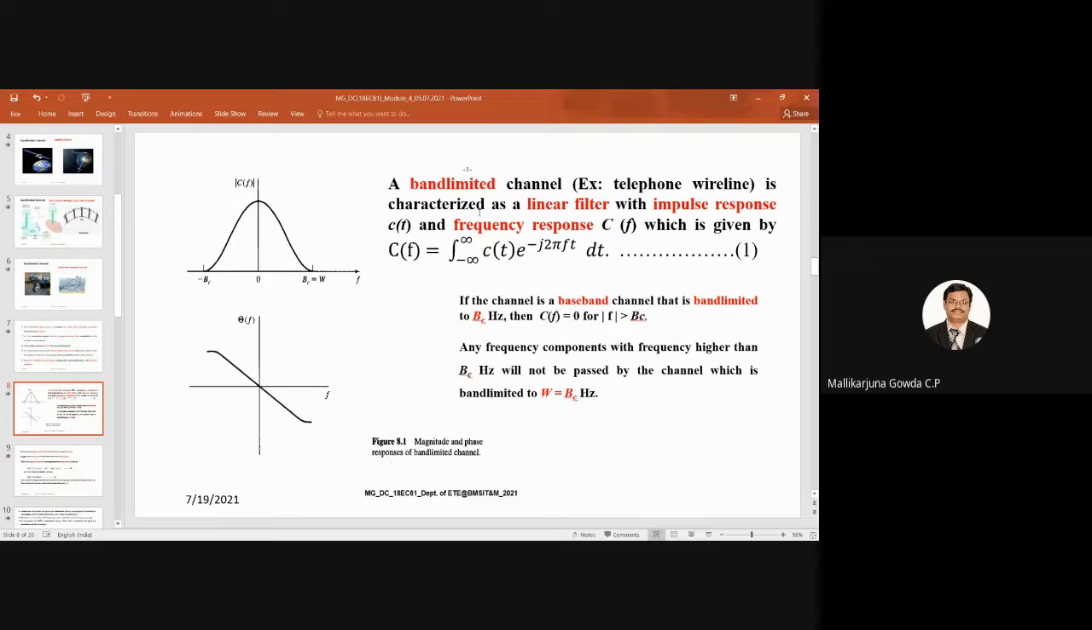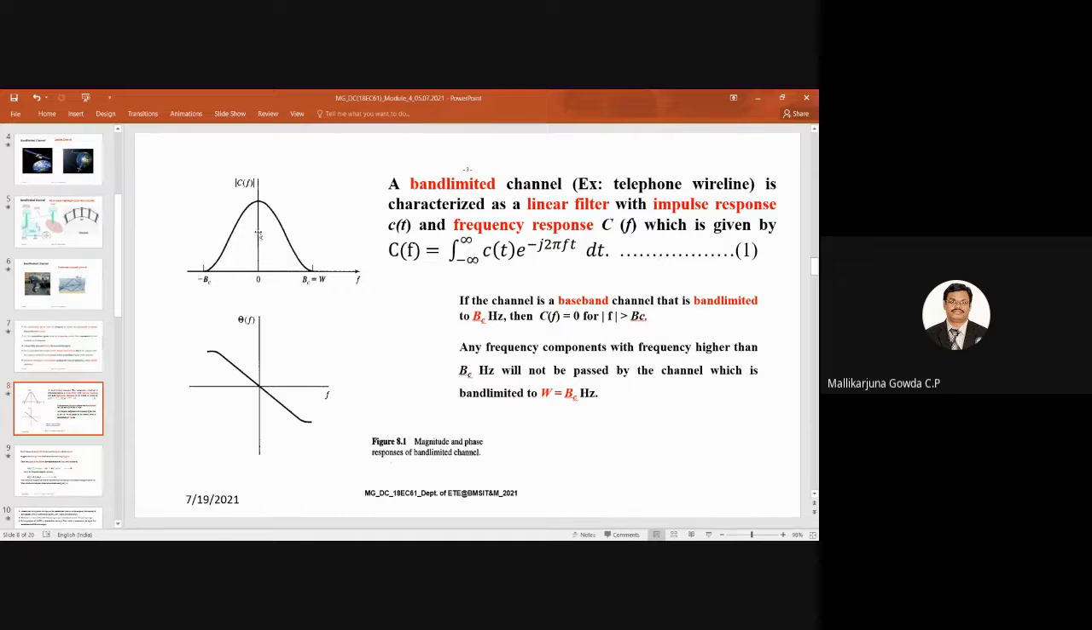C of f is equal to the integral from minus infinity to infinity of C of t times e to the power minus j2 pi f t dt, right? So looking at this frequency response of the channel, what we understand is that it can pass only a certain range of frequencies, right? So it is limited to the frequency W hertz, right?